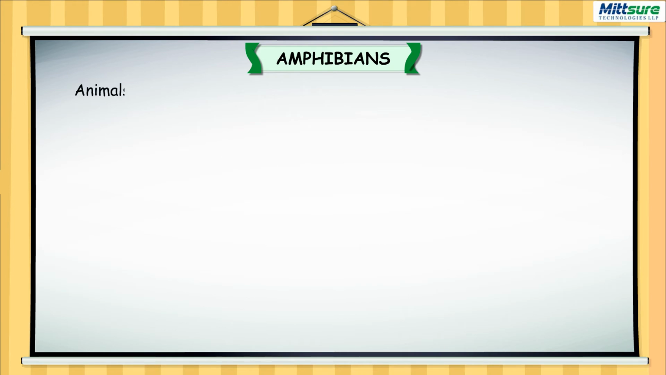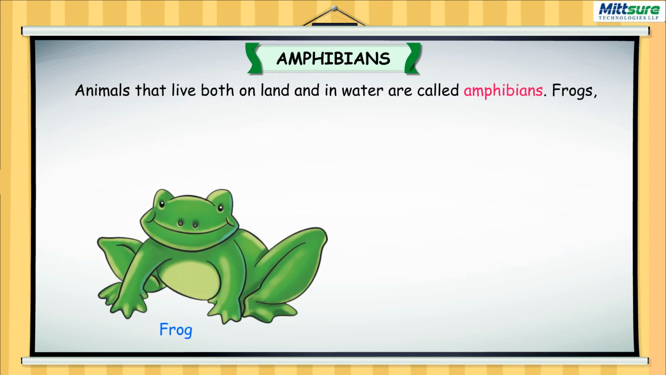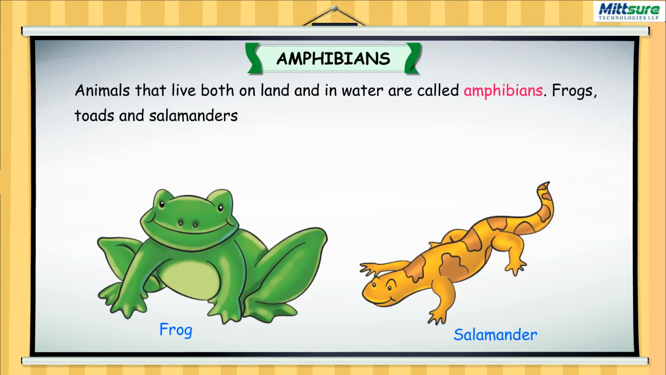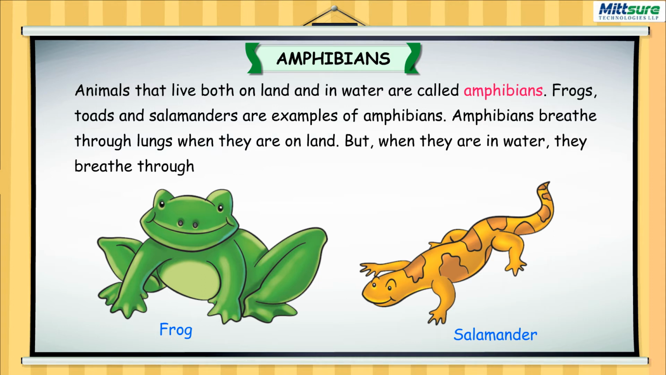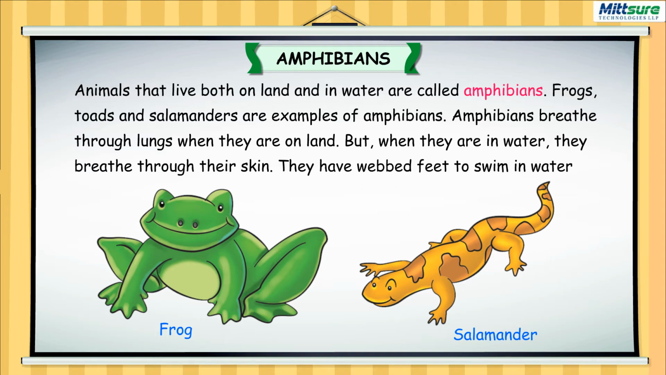Amphibians. Animals that live both on land and in water are called amphibians. Frogs, toads, and salamanders are examples of amphibians. Amphibians breathe through lungs when they are on land, but when they are in water, they breathe through their skin. They have webbed feet to swim in water.